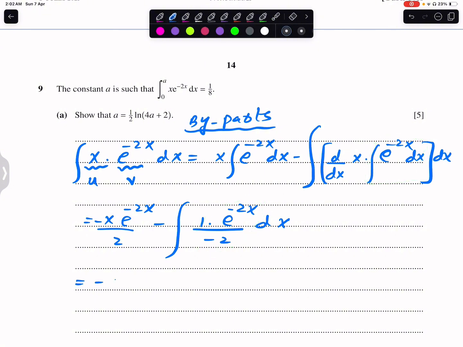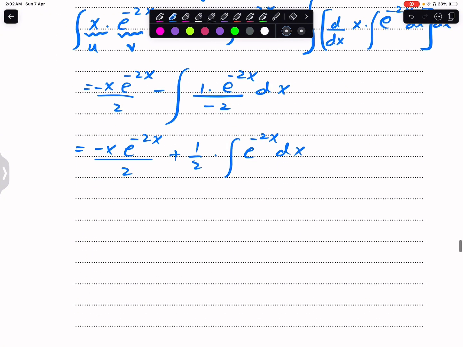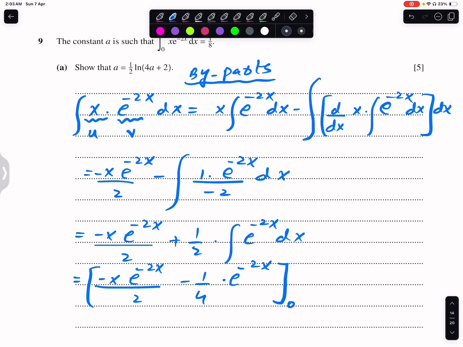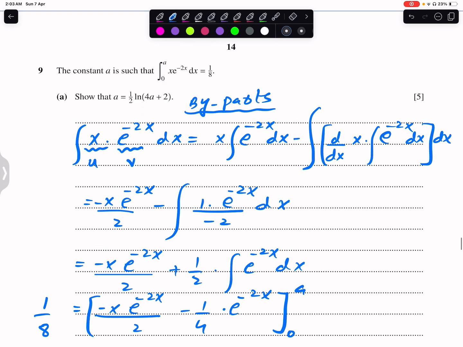Now before integrating, let's adjust all the signs. So put 1 over 2 integral of minus 2x dx. So minus x e raised to power minus 2x over 2 minus 1 over 4 e raised to power minus 2x. Now integral limits are 0 to a and the answer is 1 over 8 as given.